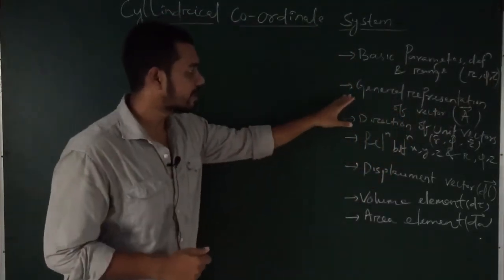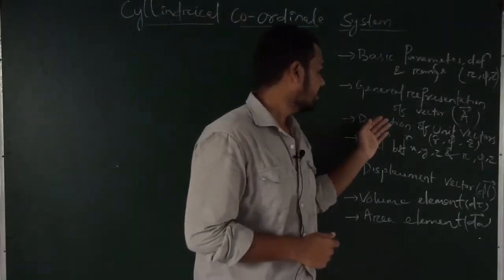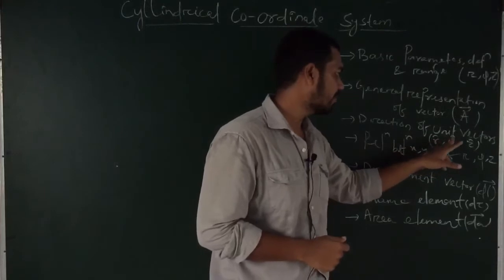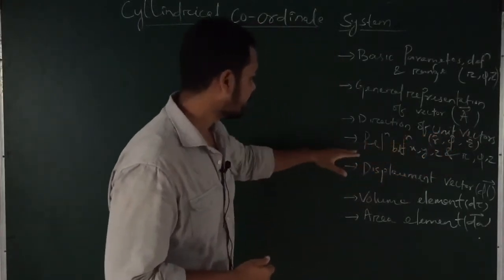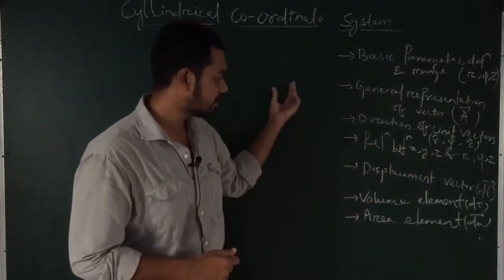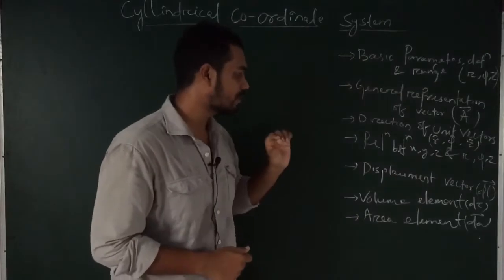Then we will go for general representation of a vector in cylindrical coordinate system. Then we will discuss the direction of unit vectors, that is nothing but your r cap, phi cap and z cap. Then we will see the relation between x, y, z, which are the parameters of Cartesian coordinate system, with r, phi, z, which are the parameters of cylindrical coordinate system.